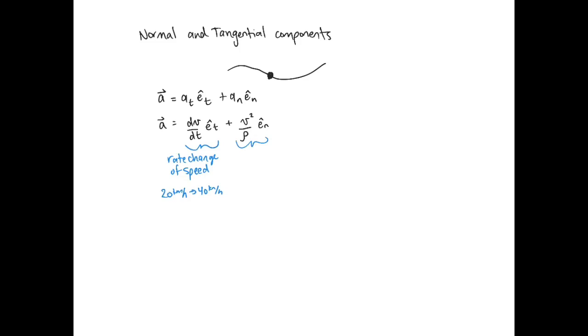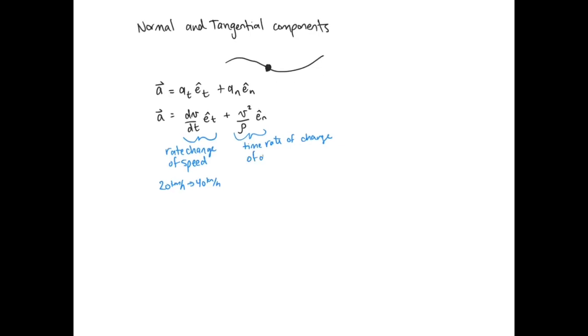This term captures the time rate of change of the direction of the velocity vector. The best way to think about this is, let's say you're driving in a car and you have a certain velocity, equal to 20 kilometers an hour or something, and the radius of curvature of the turn is really wide. So this would mean that the radius of curvature, rho, is large.